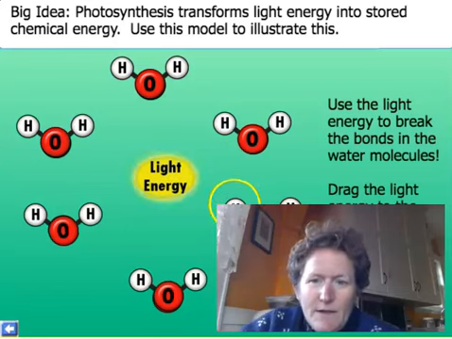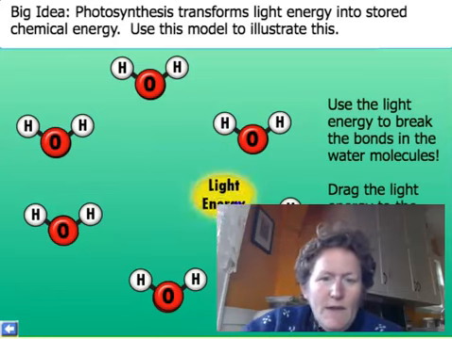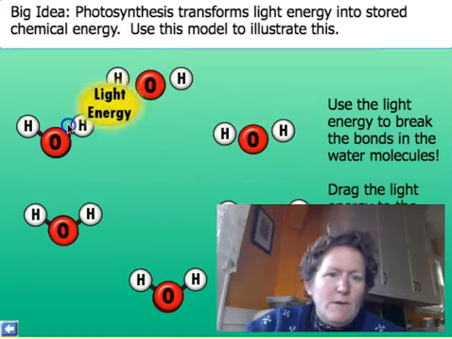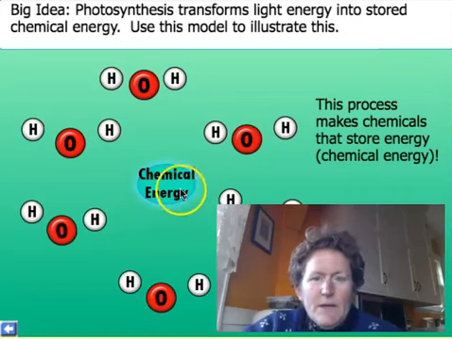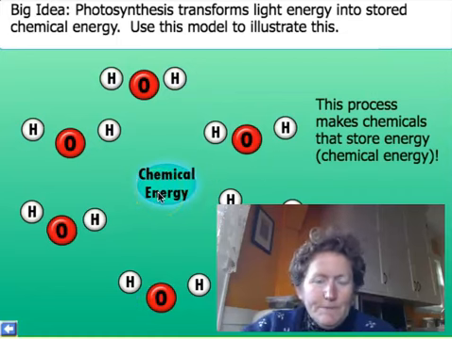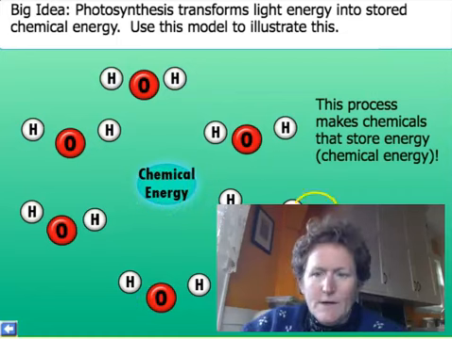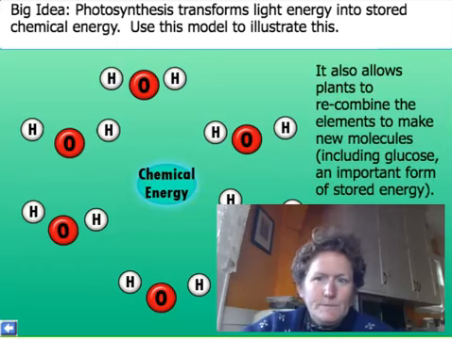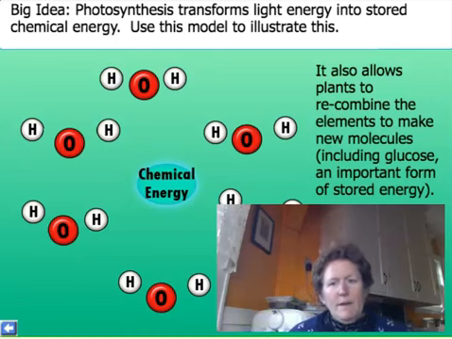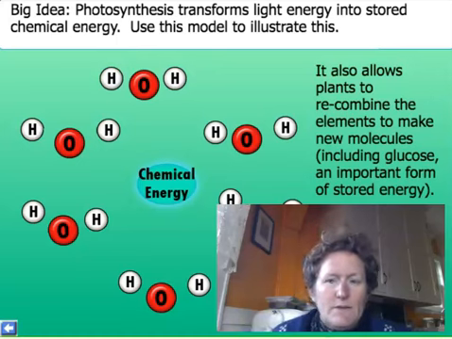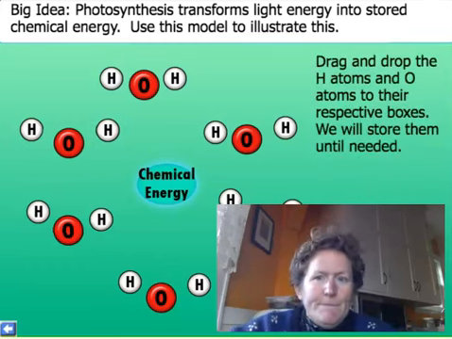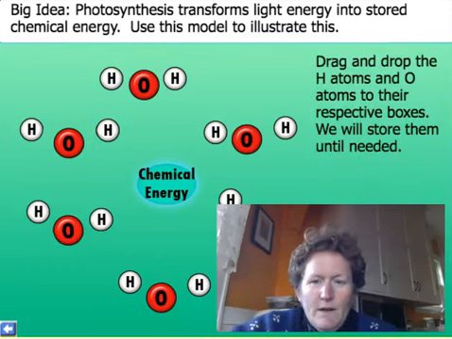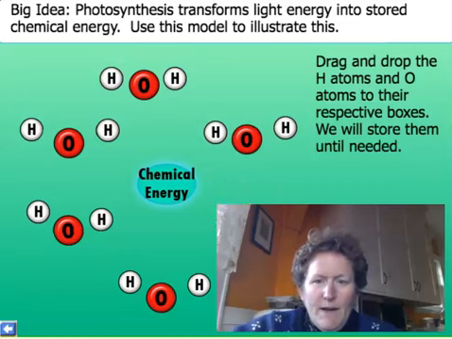We're going to drag the light energy to the water molecules and basically take those water molecules apart into oxygen and hydrogen. And we got some chemical energy released here. This chemical energy release allows plants to recombine the elements to make new molecules, including glucose, an important form of stored energy. So we're going to drag all our molecules into kind of a box here.